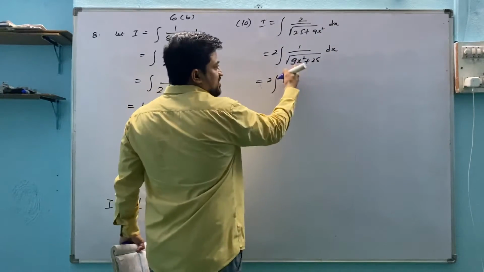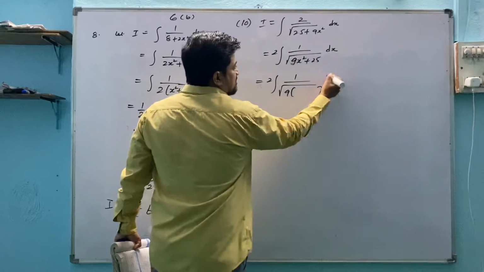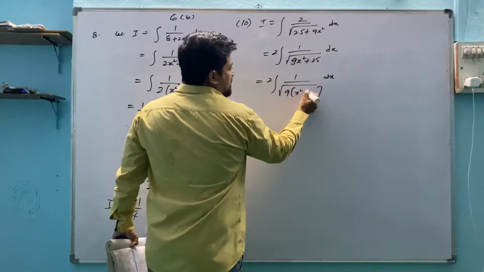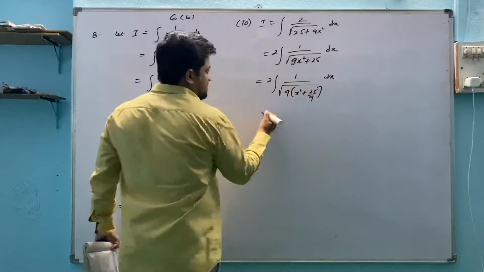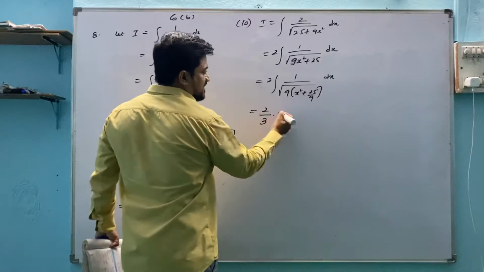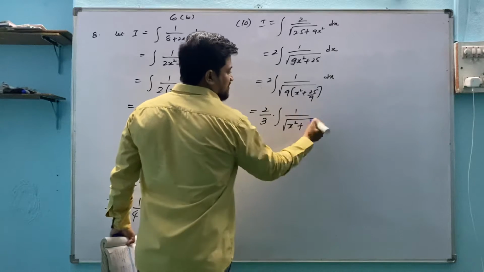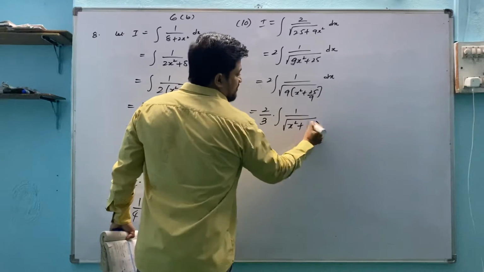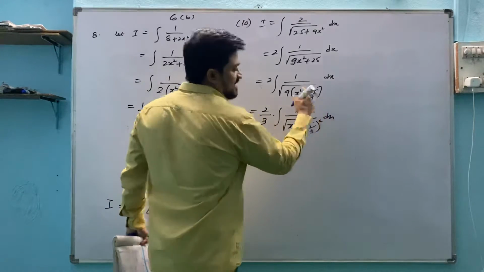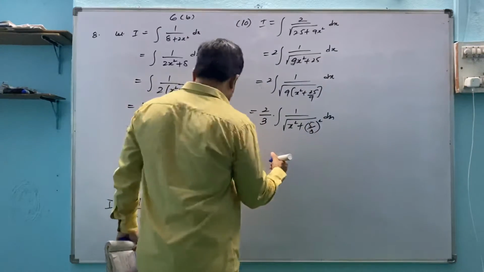Because 9x square has multiple 9, that 9 we will take common. So x square plus 25 by 9. This 9 is a multiple, the root of 9 is 3. 1 by root over x square plus 25 by 9 can be written as 5 by 3 whole square. You should always write the second number in a perfect square, that means in terms of square.